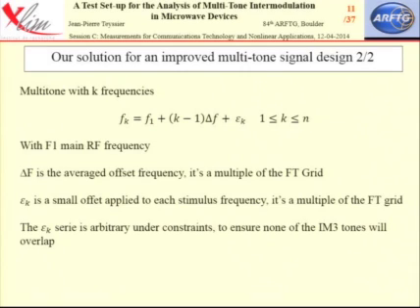And this small parameter is a small offset, but it's not unique. There's one for each K. It's a small offset applied to each stimulus frequency, but the absolute value we get is also a point in the Fourier transform grid. It's a value that is a multiple of the Fourier transform grid. Okay. And so this epsilon series is arbitrary under constraints, so we can find many different epsilon k series that will fit our requirements.